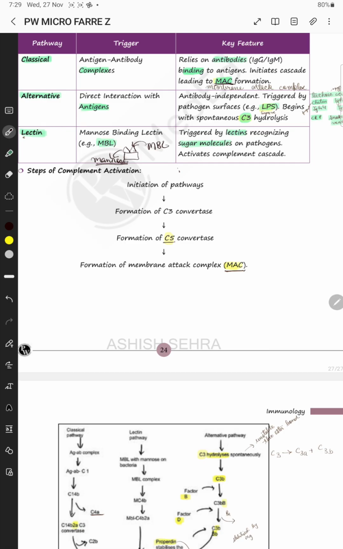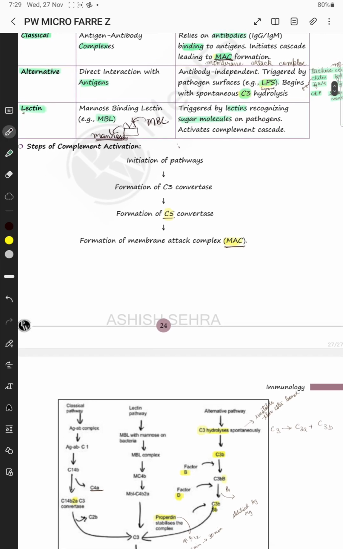MAC stands for membrane attack complex. This membrane attack complex will be deposited on the membrane of the microbes and thus destroy them. Alternative pathway is antibody independent. It only requires the antigens. It is triggered by the pathogen surface like lipopolysaccharides. Lipopolysaccharide is present in gram-negative bacteria, and it begins with the spontaneous C3 hydrolysis.